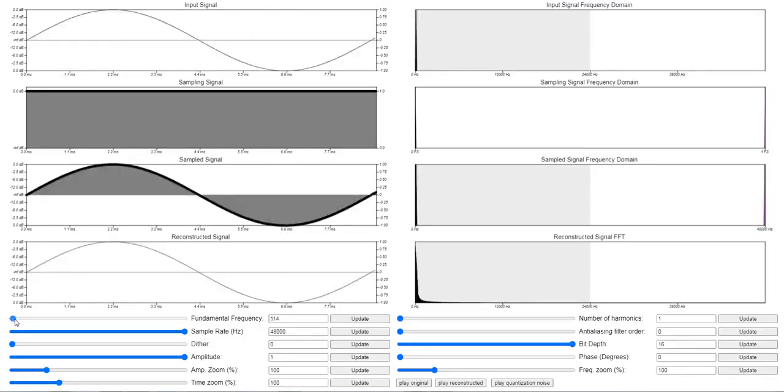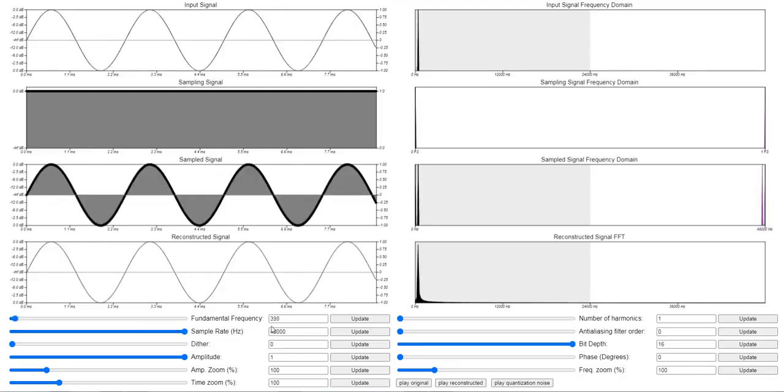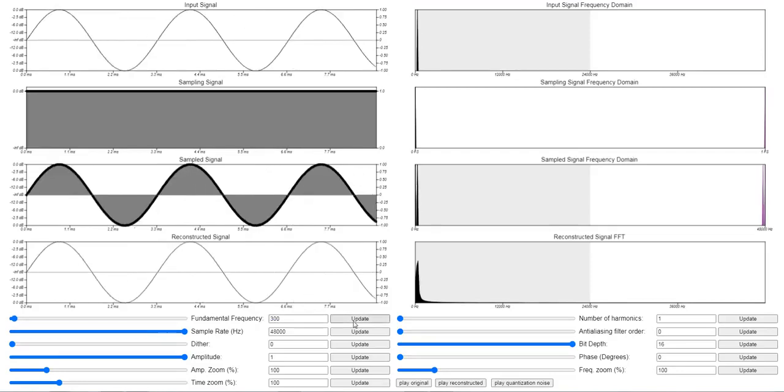So let's continue, stay at, for instance, here 300 Hertz. 400 Hertz almost. So actually, I can type the values. If I want 300 Hertz, I just press and go here, update. Then it goes to 300 Hertz. So this is the first top panel. The second panel is my sampling signal.